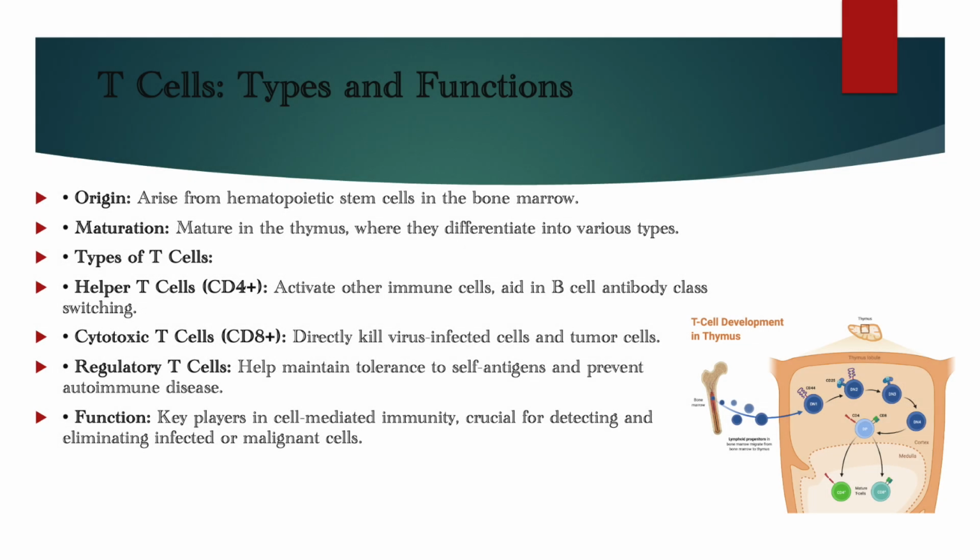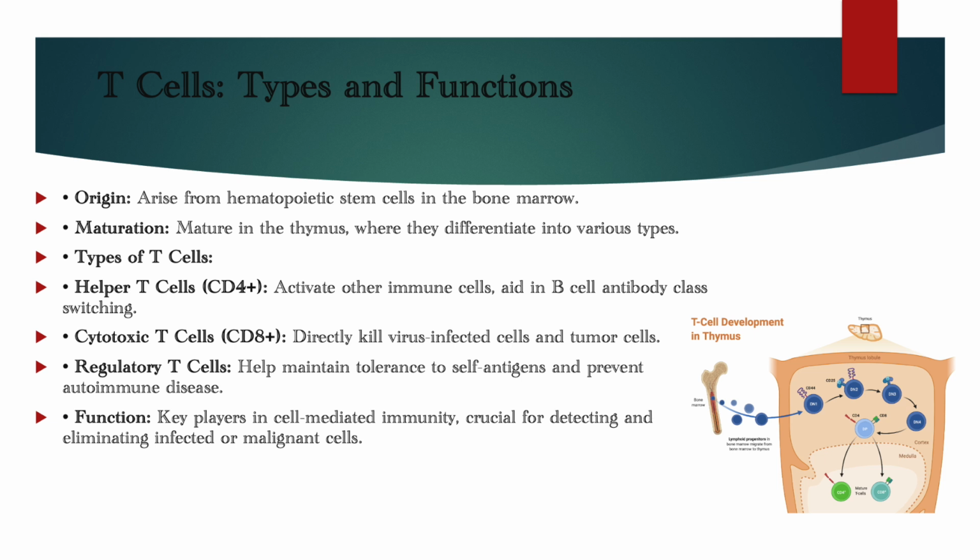Alright, in this slide, we're going to delve into the interesting world of T cells, which are star players in the adaptive immune system. T cells originate from hematopoietic stem cells in the bone marrow, but they undergo maturation in the thymus, which is where they gain their functional capabilities. There are several types of T cells, each serving a unique purpose within the immune response.